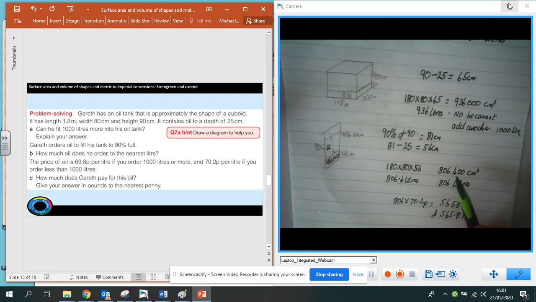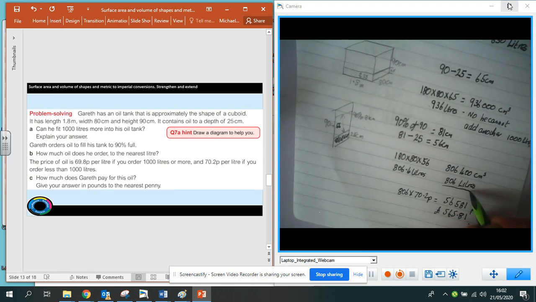If I divide that by 1,000, I get 806.4. However, the question says, how much oil does he order to the nearest litre? So I have to round it down, obviously. If I look at rounding, if this number is a 4, it's rounded down, so that becomes 806 litres. So he's going to buy 806 litres. That's my answer to part B.